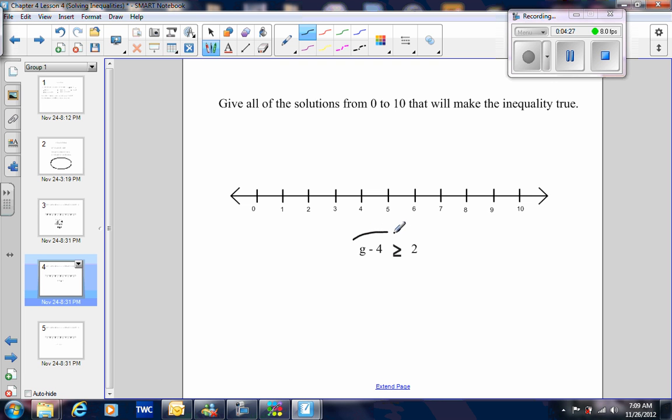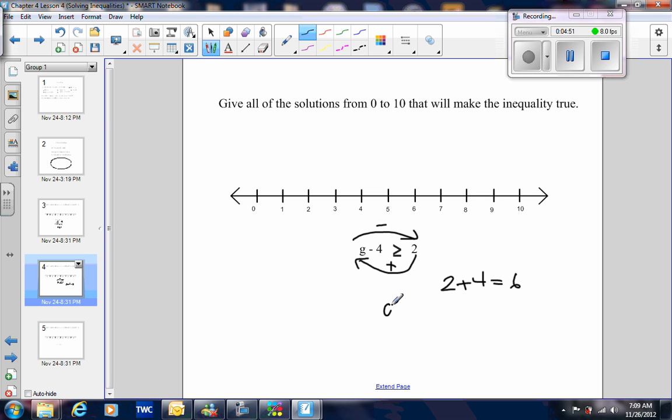If I go in this direction and I subtract, then I should be able to start in this direction and do the opposite. So if I subtract it in this direction, I'll add in this direction. 2 plus 4 is 6.